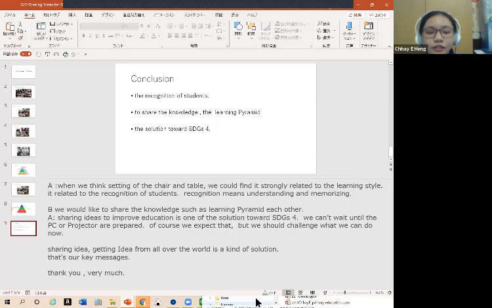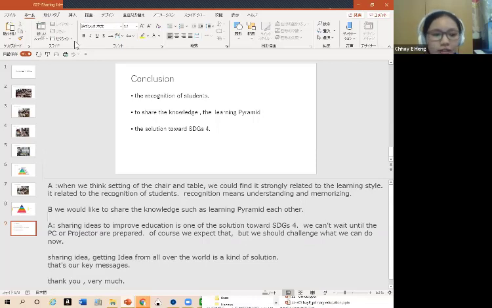Sharing ideas to improve education is one of the solutions toward SDG 4. We can't wait until PCs or projectors are prepared. Of course, we expect that, but we would challenge what we can do now. Sharing ideas, getting ideas from all over the world, is a kind of solution. That's our key message. Thank you very much.